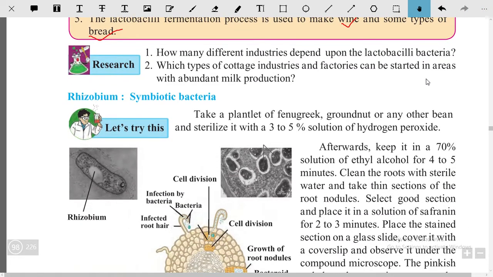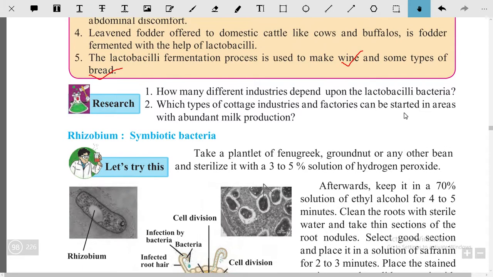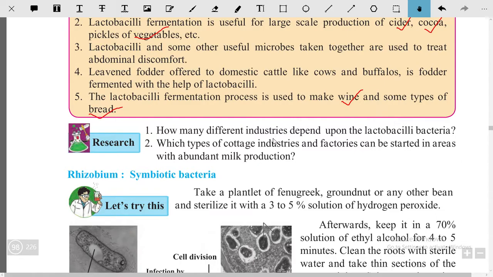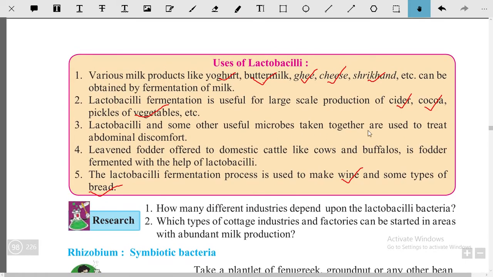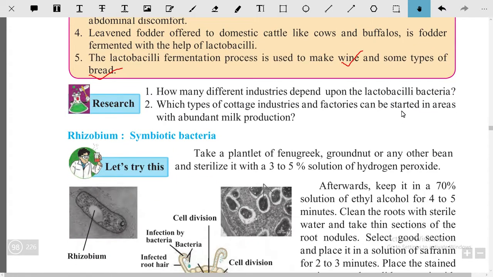Now see, research how many different industries depend upon the lactobacilli bacteria. कोणकोणते उद्योग लॅक्टोबॅसिलिस या जीवाणूवर आधारित आहेत. ते सिंपल वाईन, ब्रेड, ओके, कोका, cider, pickle of vegetable, ghee, buttermilk, cheese, श्रीखंड etc. These all industries depend upon the lactobacilli bacteria.